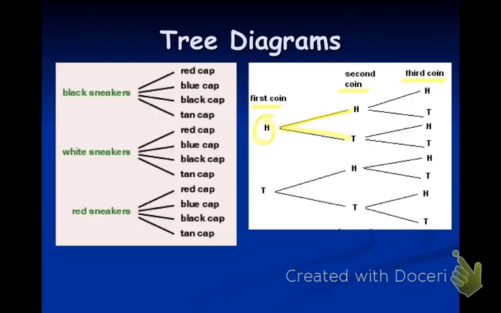So at the end of the day, how many total options does this one have? We have 1, 2, 3, 4, 5, 6, 7, 8. So in this case, we have 8 different options of what we can get.